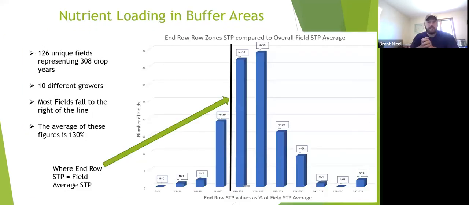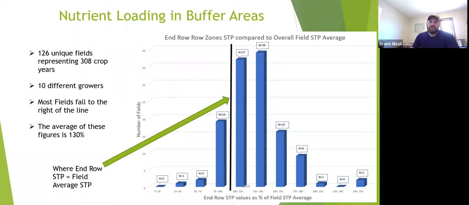Okay, so let's discuss below ground, specifically surrounding edge of field areas. Through this public-private partnership that funds this project, we've been working on analyzing some end row soil test numbers from a trusted NSP, which shows 126 unique fields that represent 308 crop years spanning 10 different growers. So each field has multiple years of data to it. The vertical black bar, where that big green arrow is pointing in the middle of the graph, dictates where end row soil test phosphorus is equal to the average soil test phosphorus.